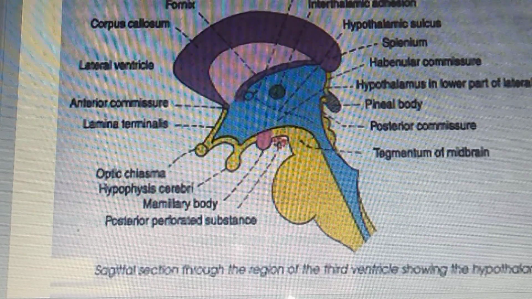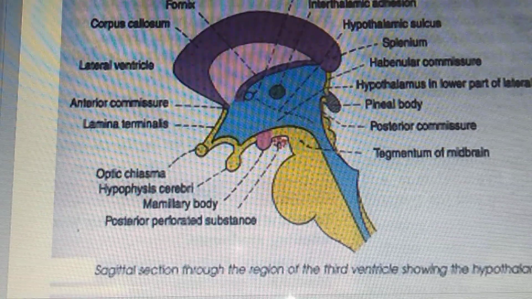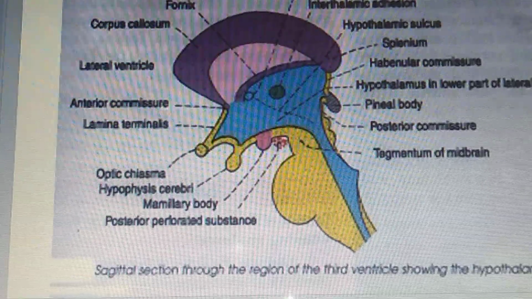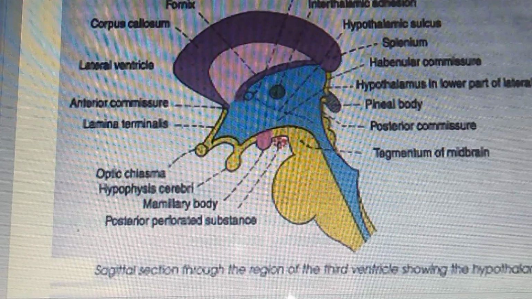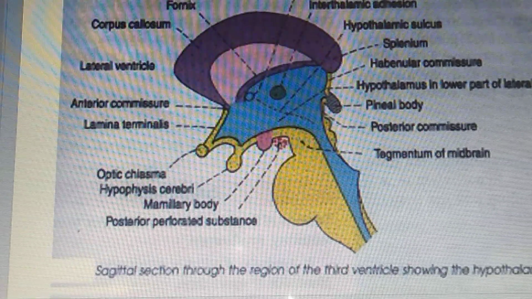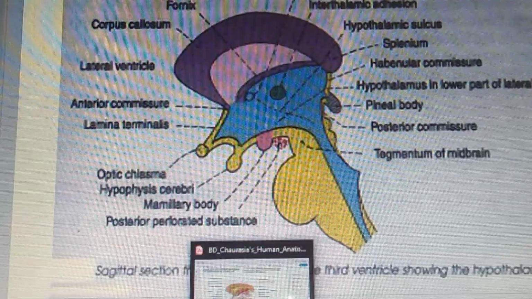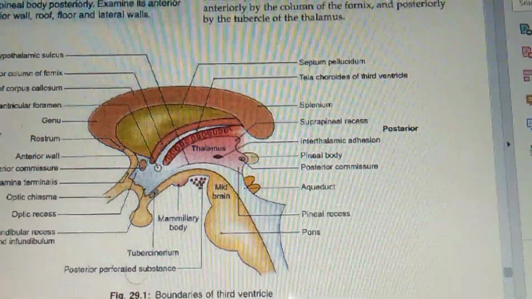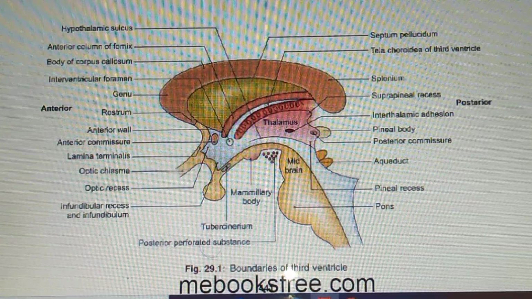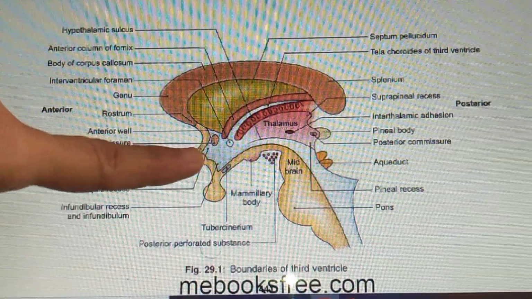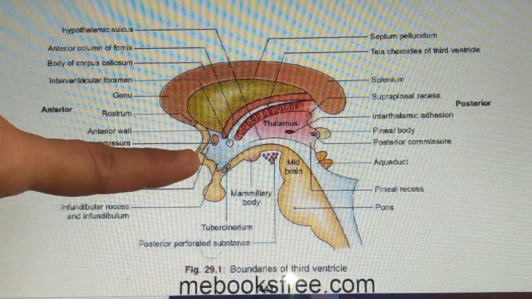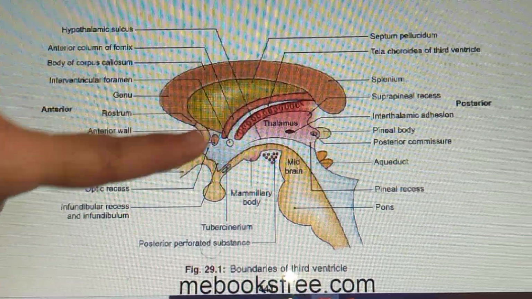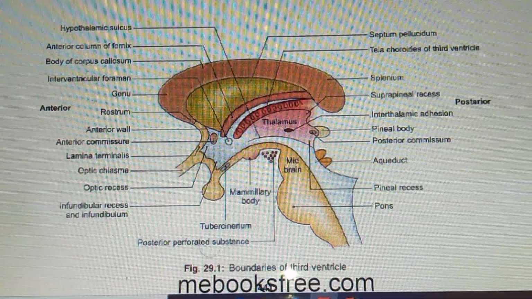Next is the lateral wall. Before that, at the junction of the floor with the anterior wall, there is an optic recess. We have already seen the optic recess in the previous diagram. Yes, here you can see the optic recess is already shown. This is the optic recess. It lies at the junction of this floor with the anterior wall.